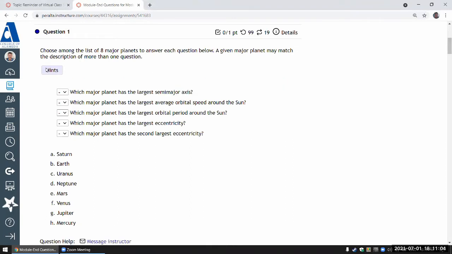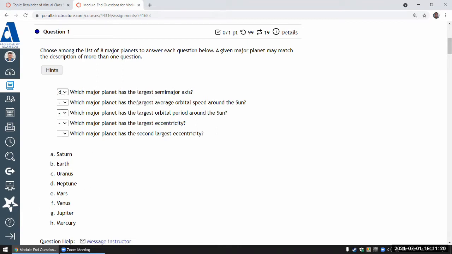So, okay, which major planet has the largest orbit? It's going to be Neptune because Pluto is not a major planet. It's a dwarf planet. Pluto isn't even on the list. I think I was trying not to be tricky.